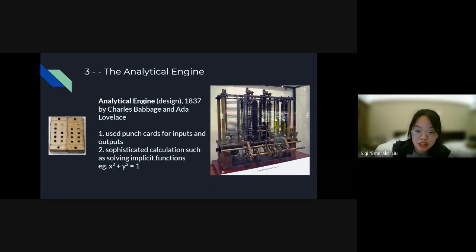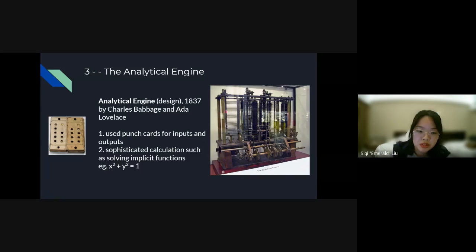The third stage of calculating machines was the analytical engine, designed by Charles Babbage and Ada Lovelace in 1837. Babbage was inspired by an automatic loom machine that used punch cards to control commands. A punch card would look something like this. Babbage would use punch cards to exchange input and output with the machine instead of purely metal gears, and the machine was able to perform more efficiently.